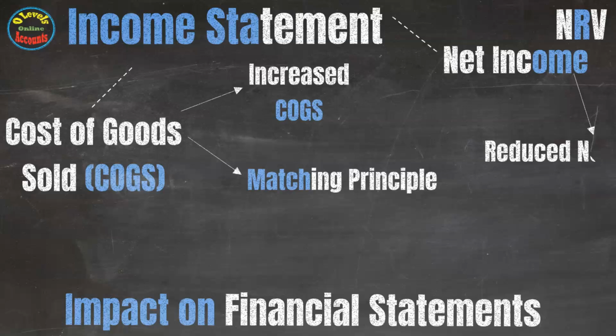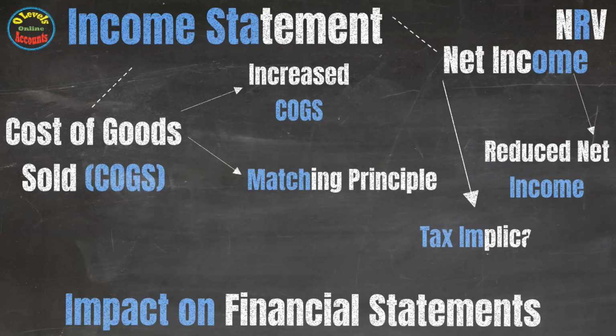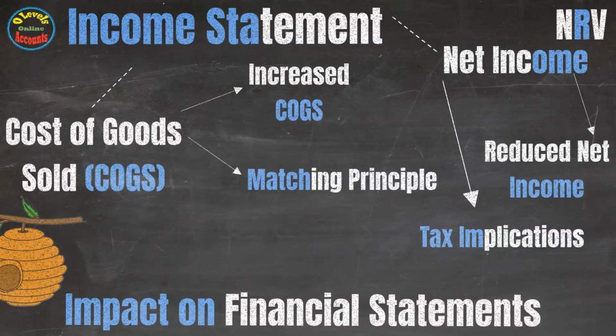The first one is reduced net income. The increase in cost of goods sold due to the inventory write-down reduces the company's gross profit and, consequently, the net income. This lower net income reflects the reduced profitability due to the decline in the value of inventory. Secondly, tax implications. Lower net income may result in lower taxable income, potentially reducing the company's tax liability. Let's check the impact on financial ratios too.